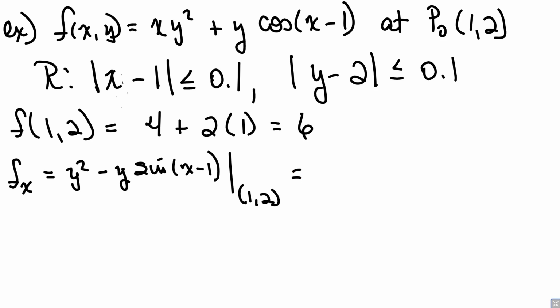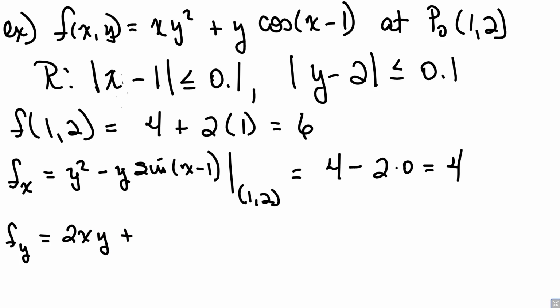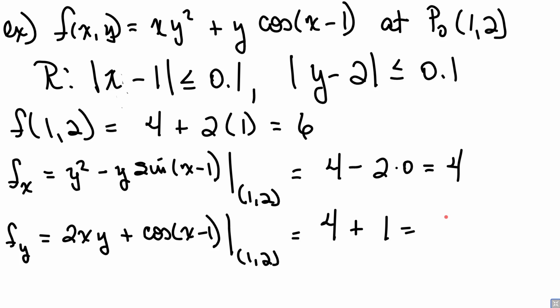And when I do that, I'm going to end up with 4 minus 2 times 0, or 4. And then I want to find the partial of f with respect to y. So I should end up with 2xy plus the cosine of x minus 1. And again, I want to evaluate at the point (1, 2). So I'm going to end up with 4 plus 1, or 5.